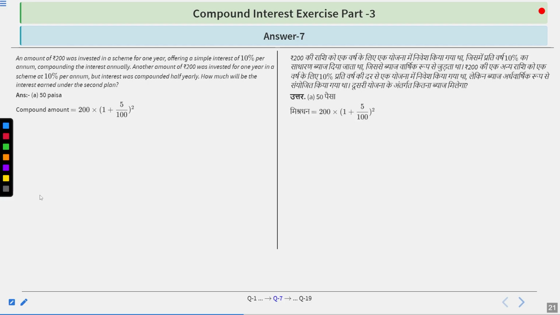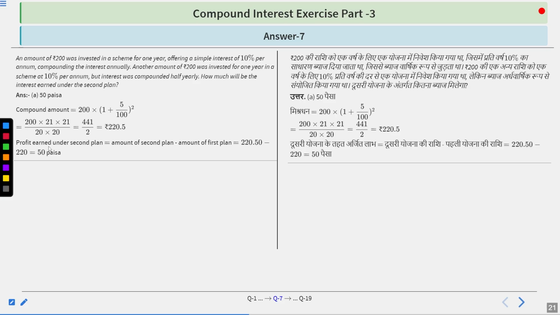Therefore, the compound amount is equal to 200 into 1 plus 5 upon 100, whole power 2. That becomes 200 into 21 into 21 upon 20 into 20, that is equal to 441 upon 2. When we divide 441 by 2, we get rupees 220.50. So the profit earned under the second plan is the amount of the second plan minus the amount of the first plan, that is 220.50 minus 220, that is equal to 50 paisa. So option A is the correct answer, 50 paisa.